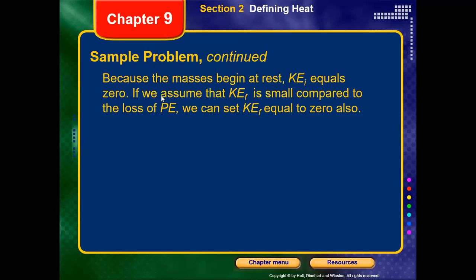If we assume that kinetic energy final is small compared to the loss of potential energy, when the object moves downward, the potential energy changes into kinetic energy. But some of this potential energy is lost by air friction, by anything. So the final kinetic energy is not always equal to the potential energy change. Because of that, kinetic energy is less than potential energy.